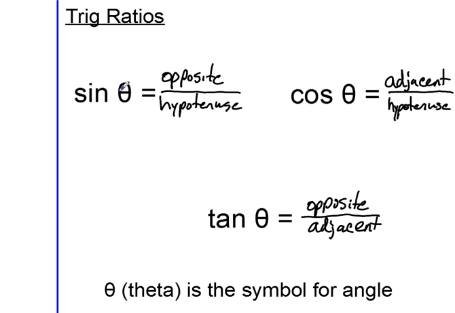Each of these circles with a little line through it is actually a Greek symbol for theta, and theta is our stand-in symbol for angles. So the sine of an angle is equal to the opposite side divided by the hypotenuse. The cosine of an angle is equal to the adjacent side divided by the hypotenuse. And the tangent of an angle is equal to the opposite side divided by the adjacent side.